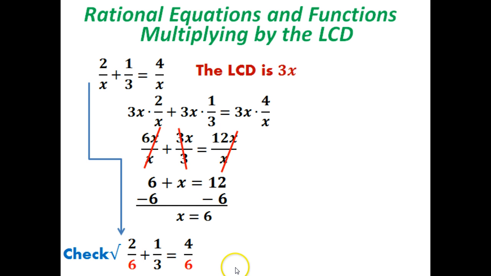2/6 plus 1/3 actually equals 4/6. And 4/6 does indeed equal 4/6. So that way I know that my answer is indeed correct. It is x equals 6.